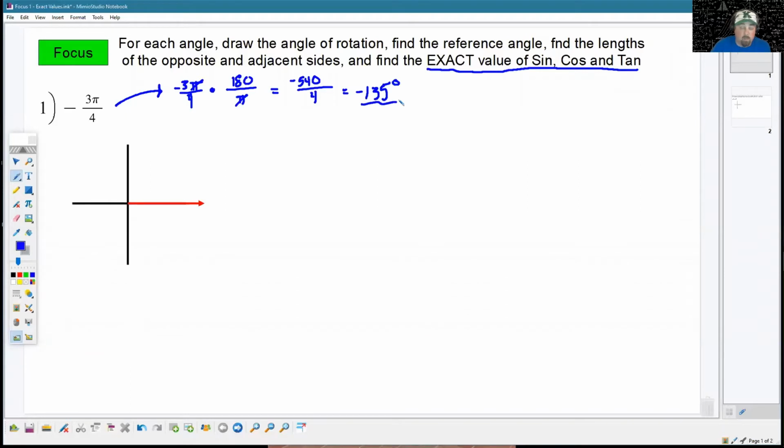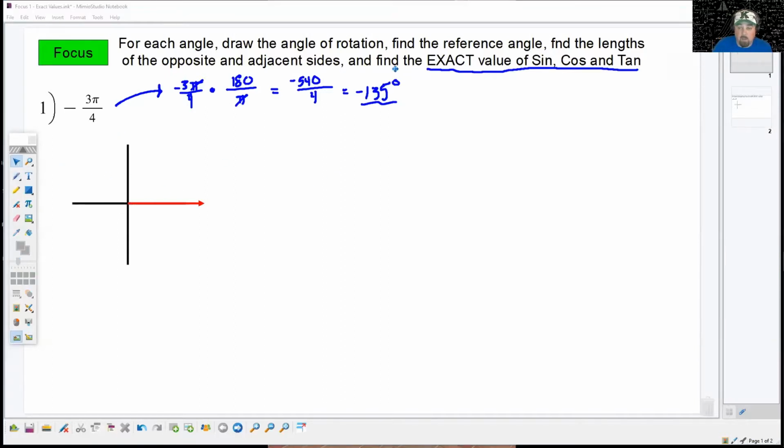Now the reason I say we want to put all these things in degrees is, we've dealt with degrees forever. Radians is only something we first talked about back in Math 3, so it's going to have been something relatively new. This is a whole lot easier to draw angles of rotation with.